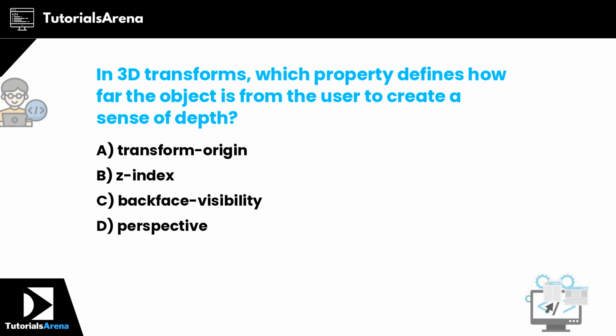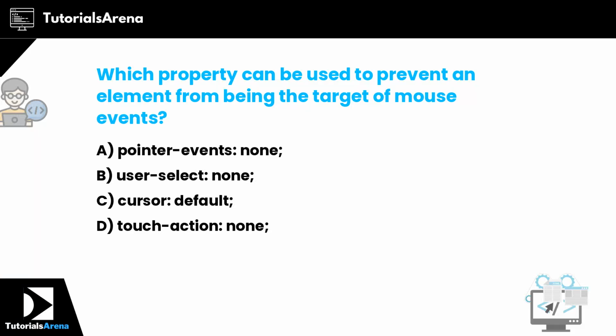In 3D transforms, which property defines how far the object is from the user to create a sense of depth? The correct answer is option D, perspective. Which property can be used to prevent an element from being the target of mouse events? The correct answer is option A, pointer-events: none.